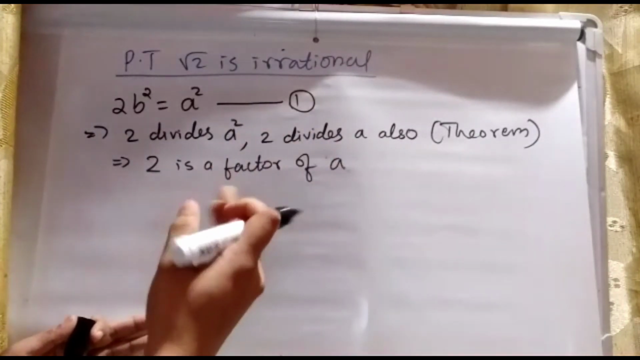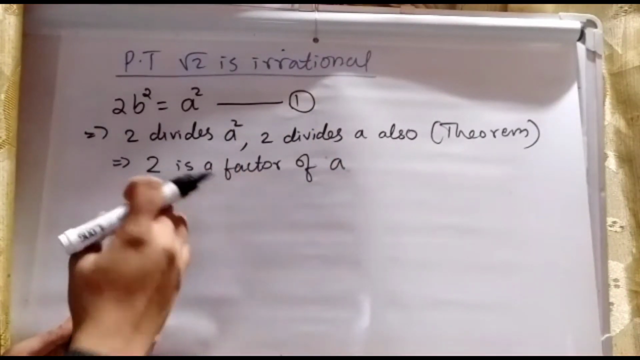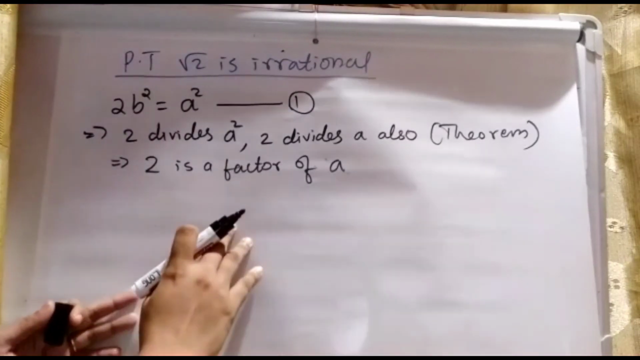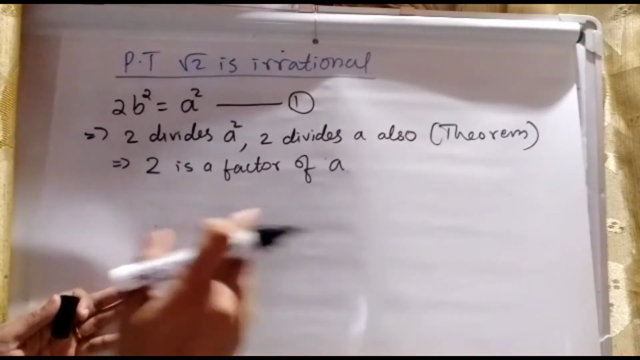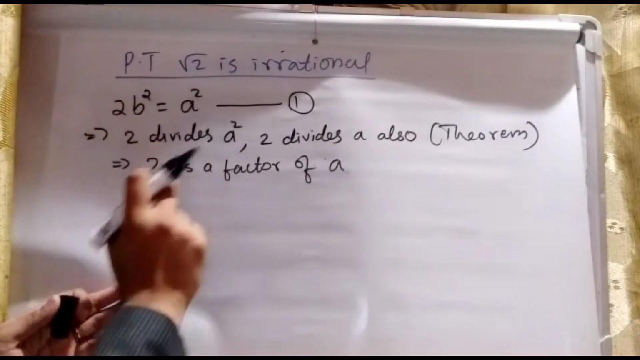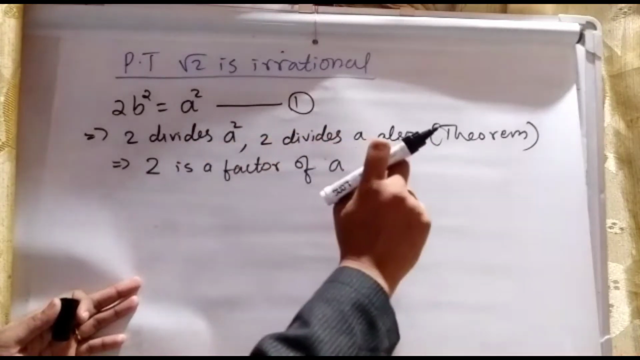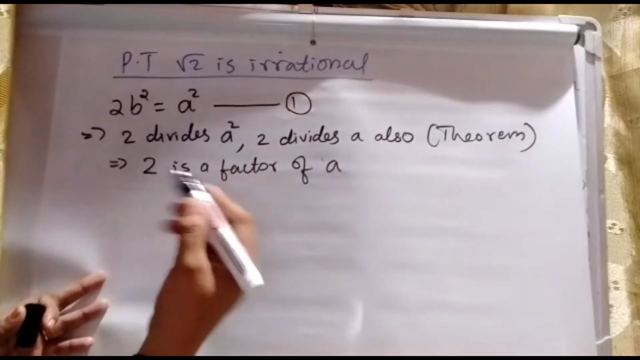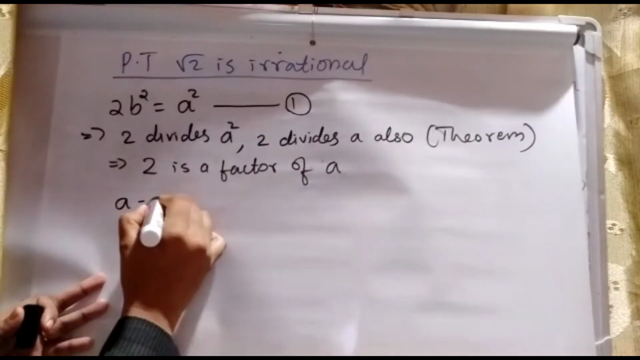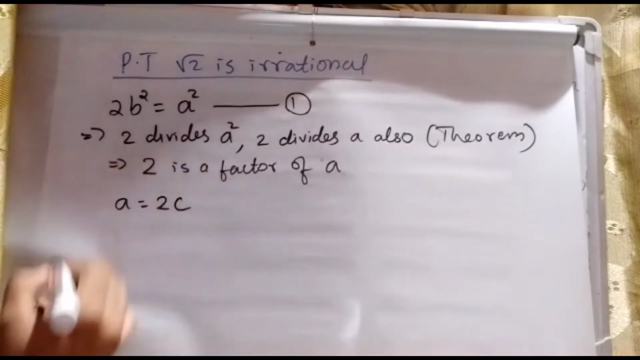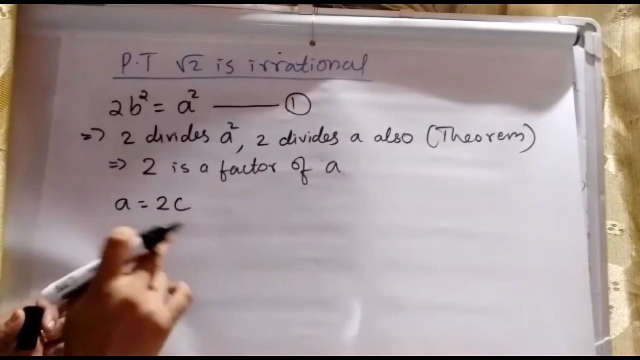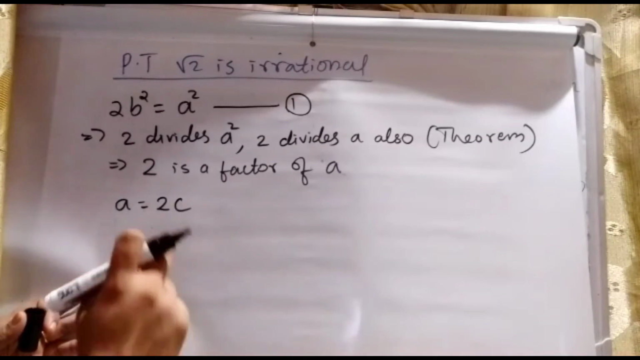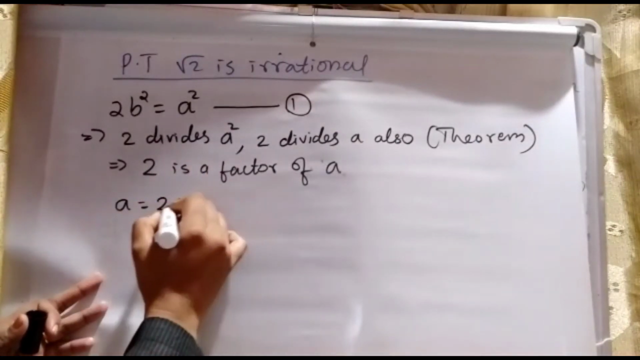So next we have to prove that 2 is a factor of b also. Then let's discuss how to prove it. So all of you please listen here. So 2 is a factor of a, or 2 divides a also. If 2 divides a, we can write a is equal to 2 into c, 2c. C is any integer.